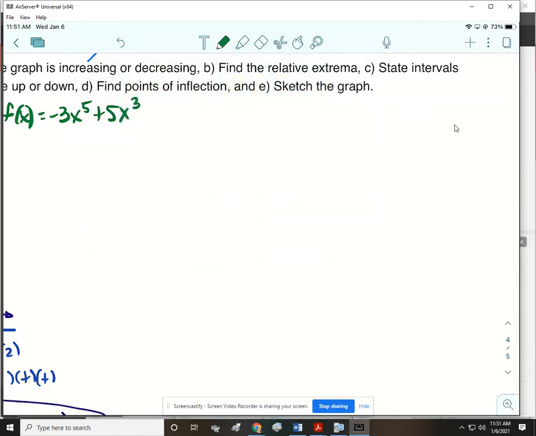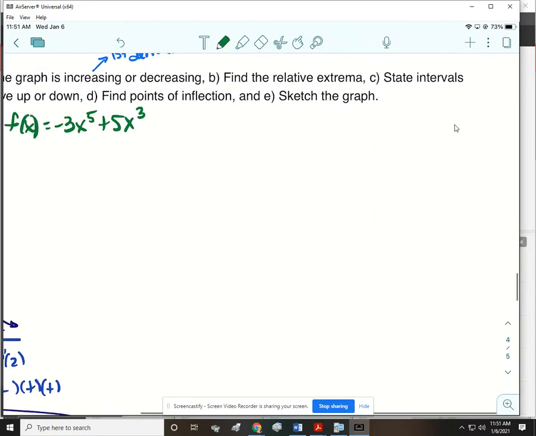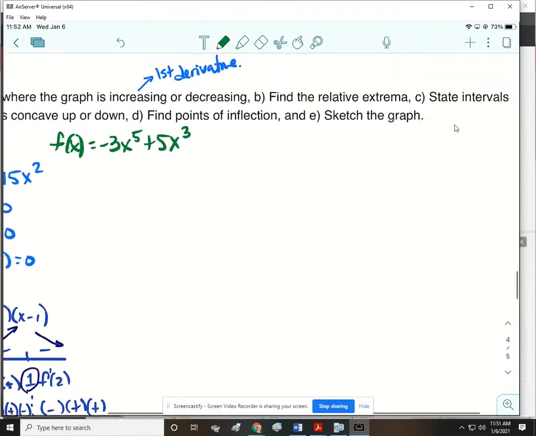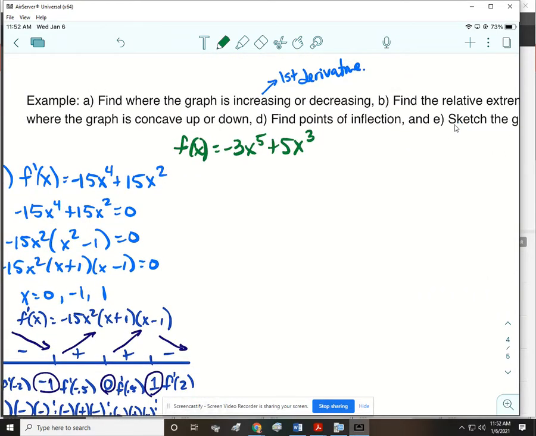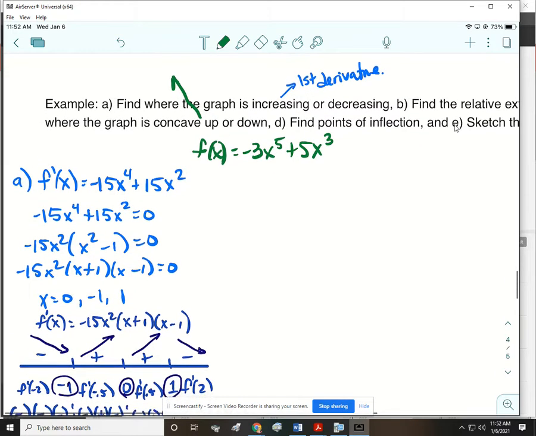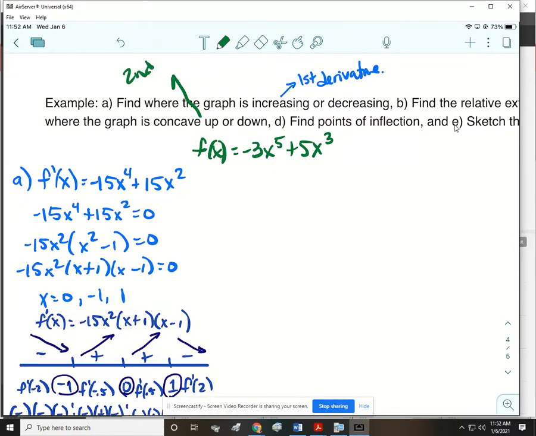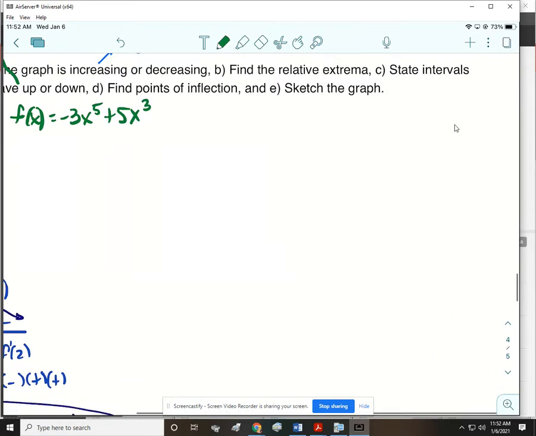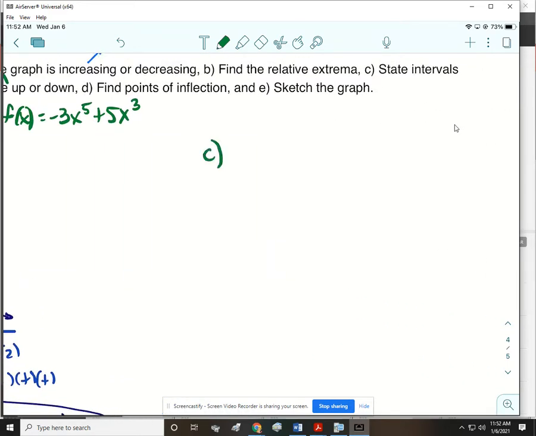Okay, for C, we're going to find the intervals where the function is concave up and concave down. That's where we use the second derivative. Okay, so we already found it. All right, so we are going to want to find when the second derivative is equal to 0.